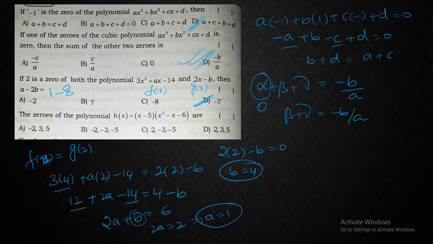Next, the zeros of this particular polynomial. x minus 5 means one of the zeros is 5. So that means this option won't come, so only option A or D. Next, x square minus x minus 6. So how many sign changes are there? There is one sign change here, and no sign change there. That means one zero is positive and one is negative. So clearly option A, right? So without solving we can simply say it.